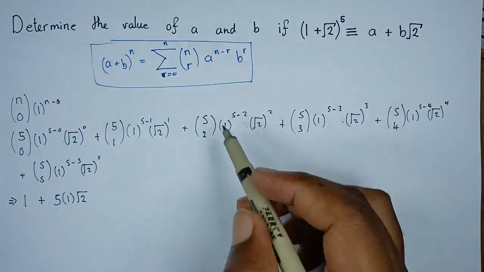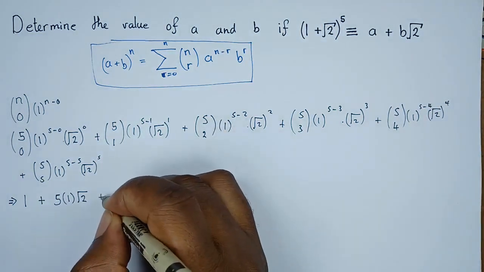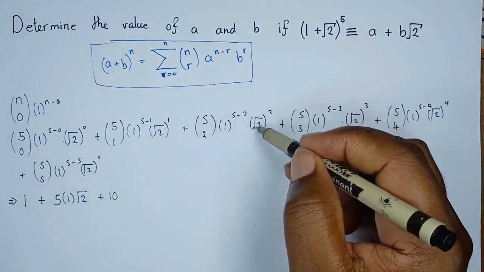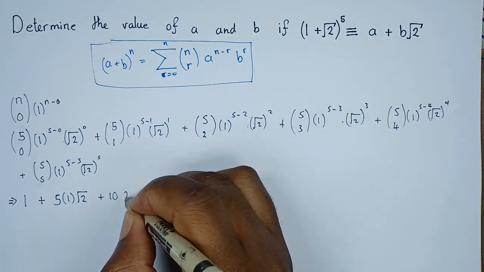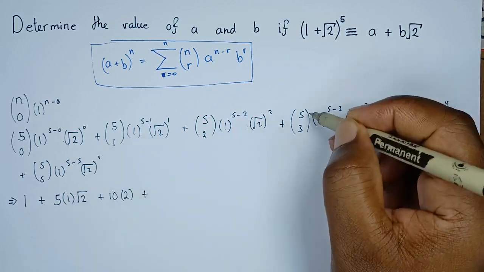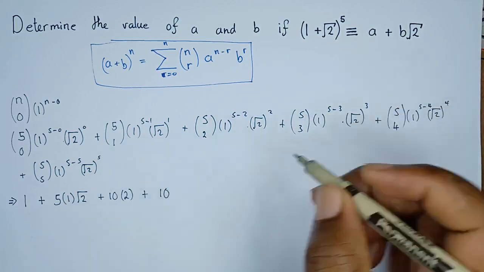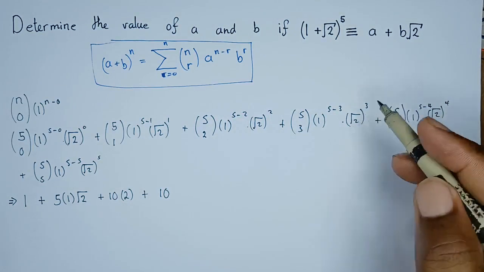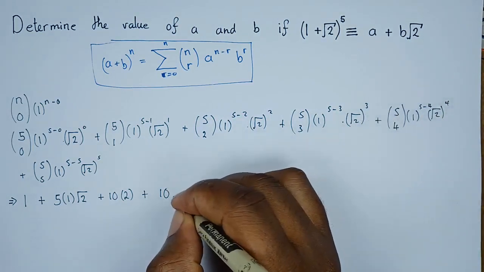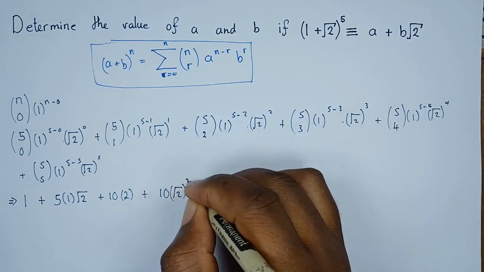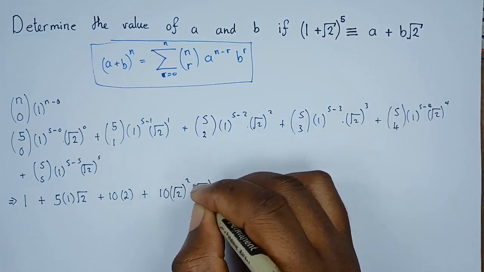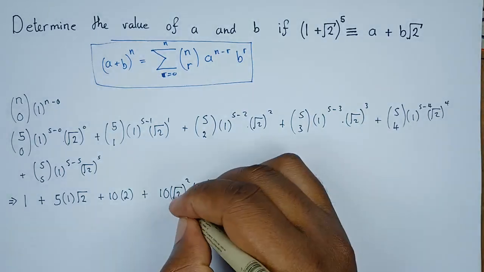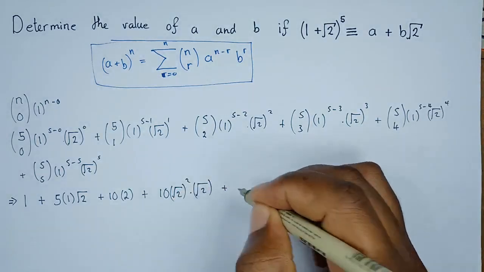We are here now. So 5 combine 2, that is 10. This is just a 1, we won't even write it. Root 2 squared is simply 2. 5 combine 3, 10. This is just 1. Here, what do we get? We can write this expression as root 2 squared times root 2, so that the powers can add, yes, we have a power 3. We want to cancel out the square root and the square. We'll come back to it.